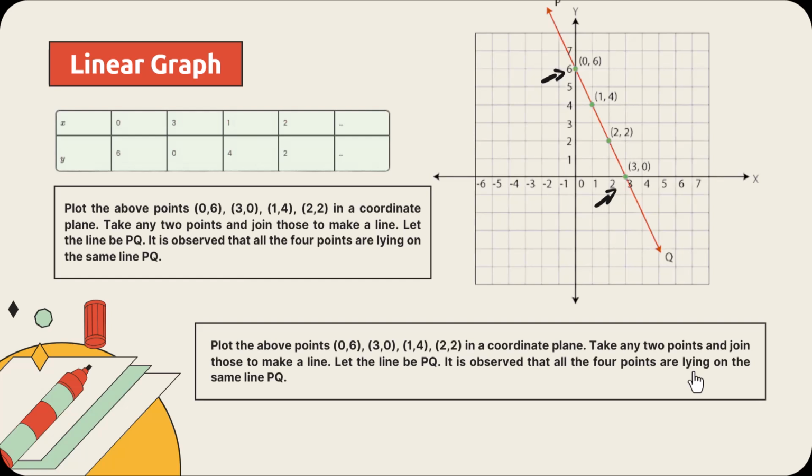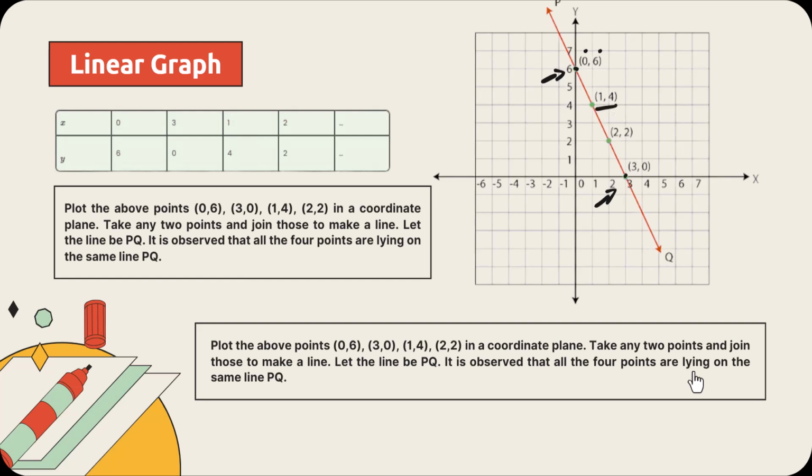Take any 2 points and join to make a line. Let the line be PQ. It is observed that all the 4 points are lying on the same line. So x is 0, y is 6, so it will become this point. And x is 3 and y is 0, so it will be this point. Join them. This is 1, 4, right?